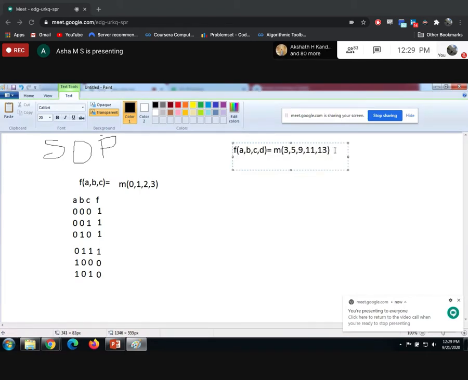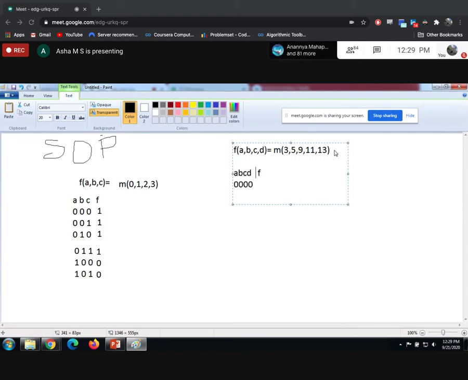Correct, right? Now I need to write the four-variable truth table. A, B, C, D are the four variables I have, and here I have the output function also. What is the first combination? Decimal 0, that is 0 0 0 0. In the function, is decimal 0 there? No. So when it is not there, in that place you have to write 0.